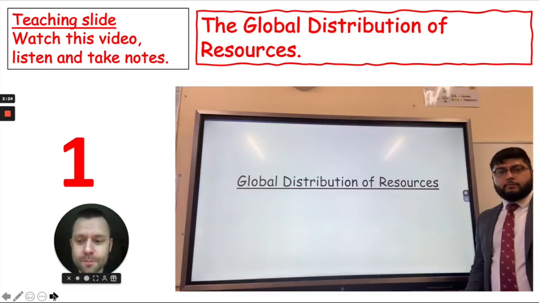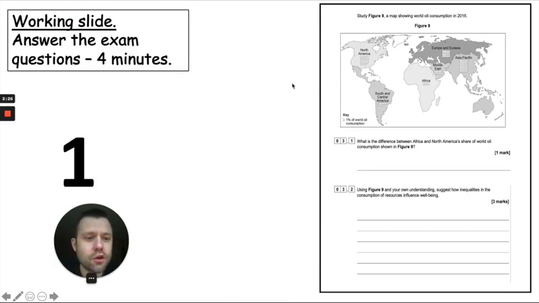Alright then, so this is your first exam question. Now, in the resources exam questions that are right at the end of paper 2, there will be a lot of questions that involve using maps of the world, because we're looking at these resources on a global scale a lot of the time.